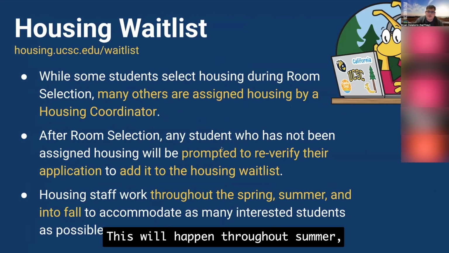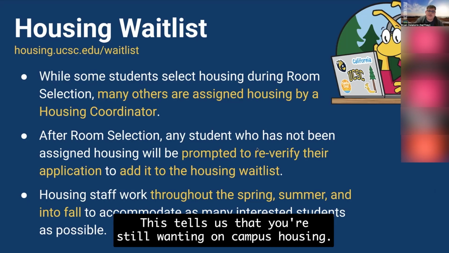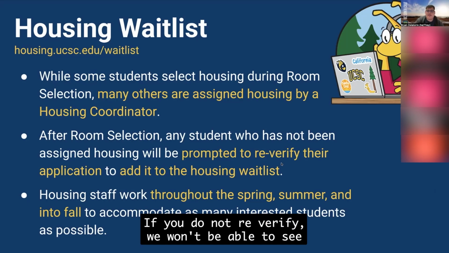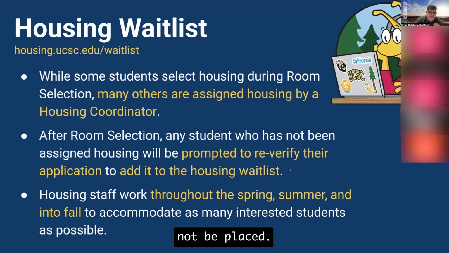This will happen throughout summer, so check your email regularly and it'll have you re-verify your interest. This tells us that you're still wanting on-campus housing. If you do not re-verify, we won't be able to see your name and info, letting us know that you're still interested, and you may not be placed.